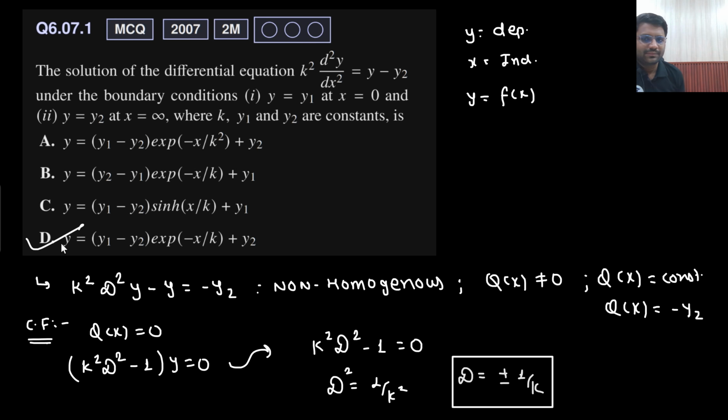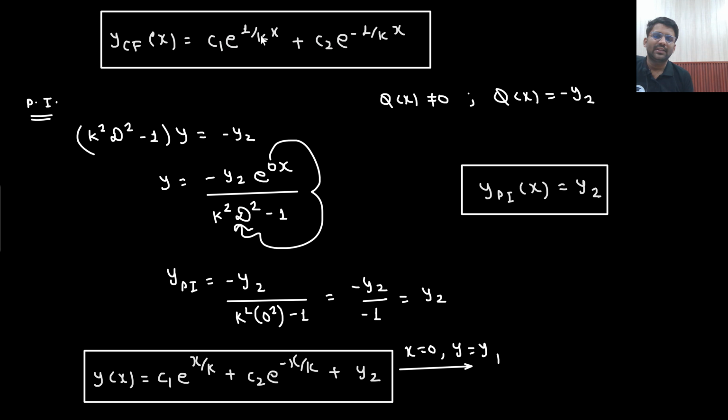Okay, well and good. So again, it was an easy question only. You just need to see which kind of case it is. It is the case of q(x) equals constant, so q(x) is not 0. It is a case of non-homogeneous equation. I need to find out the CF. CF is coming out to be c1 e to the power x by k plus c2 e to the power minus x by k. The particular integral, minus y2 upon k square D square minus 1, comes out to be y2. So this is my final answer.